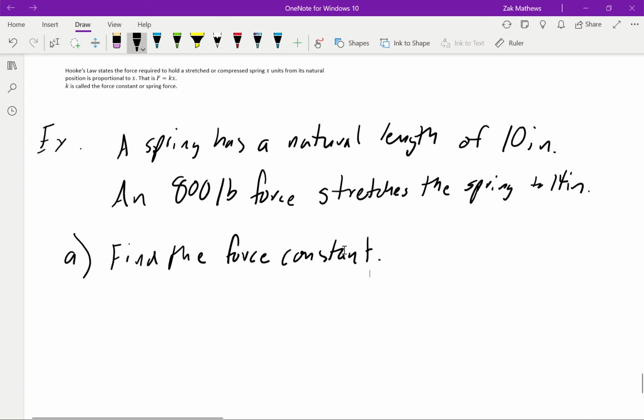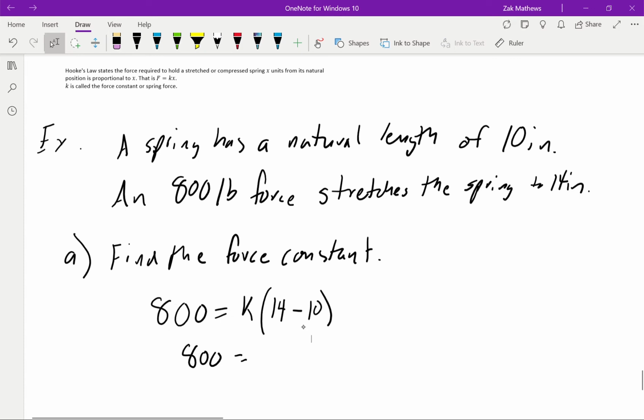So let's start there. What we know is that an 800-pound force is equal to k times, and if we think about the amount of change here, it's stretched to a length of 14, its natural length was 10. So we're not going to say that its x is 14. Remember, the x is the change in that length, from its natural length to where it ends up. So 800 pounds of force get us 4 units of change. And so if we divide by 4, we get k to be equal to 200.